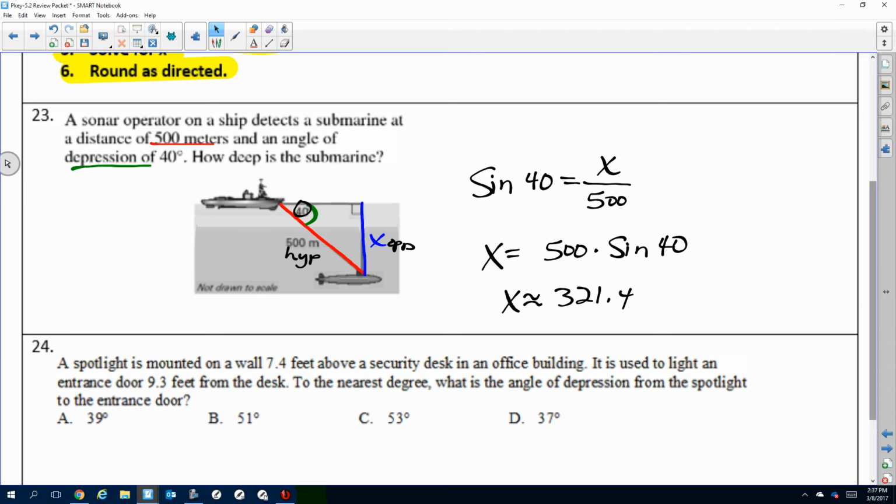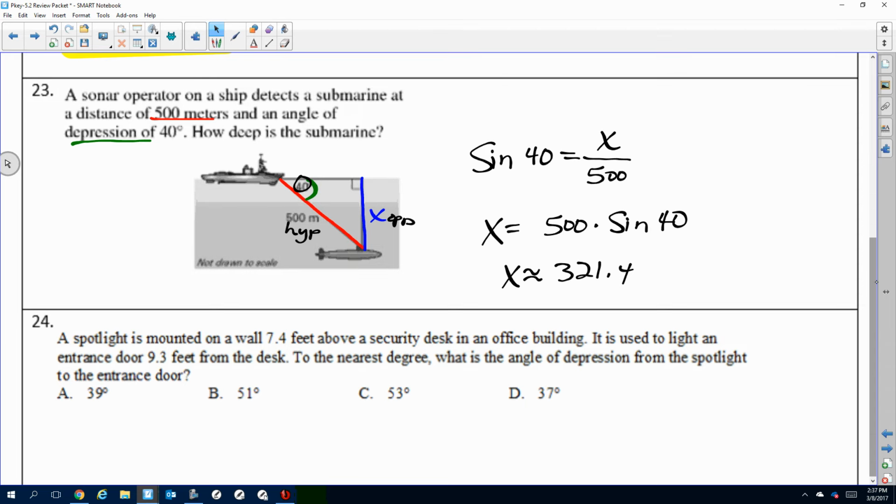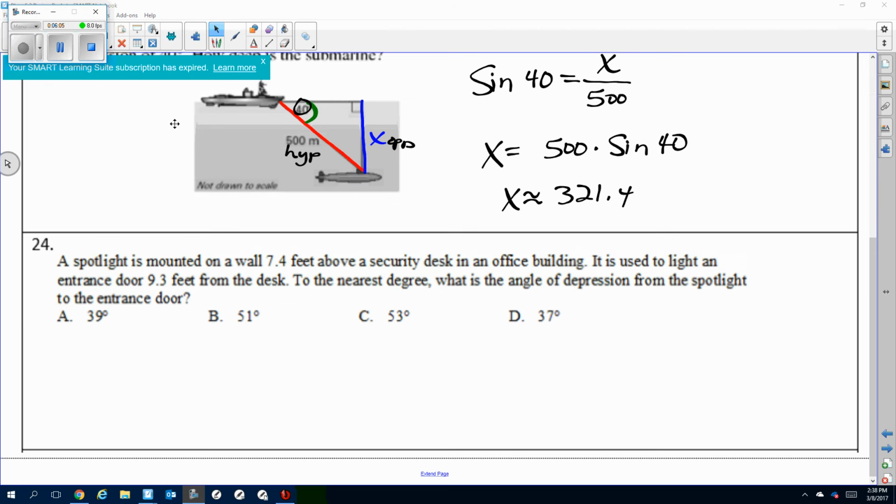So when we get to 24, I don't think it's letting me, let me pause this real quick. All right, so for 24, sorry about that, there is no picture.